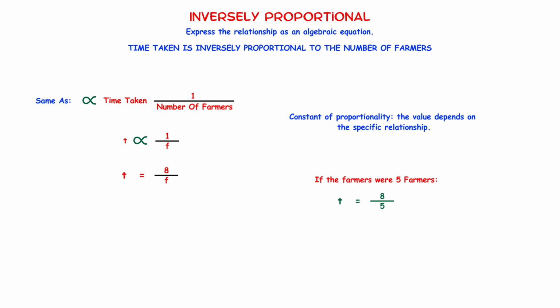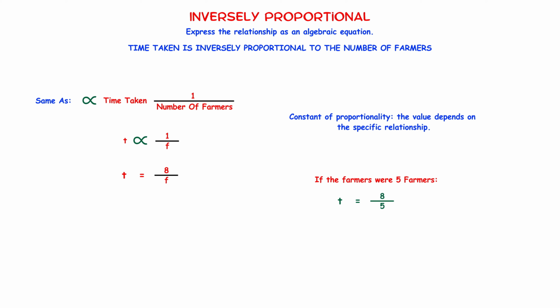To write this as a proper equation, though, we need to change the proportional sign to an equal sign. And to do that, we have to include a constant of proportionality, which we normally show with the letter k. It's up to you where you put the k, but we normally put it in the top right of the equation, like we have here now. The particular value of k depends on the specific relationship, so it could be anything like 0.48 or whatever.